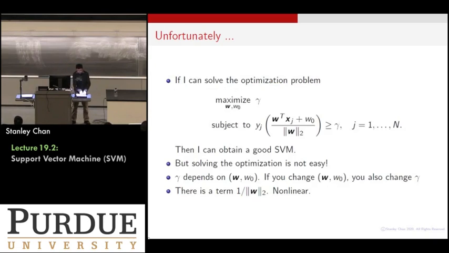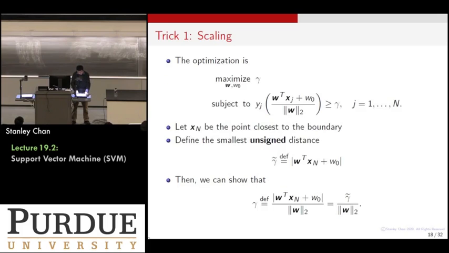You want to solve this problem by maximizing the gamma subject to this constraint. But solving this problem is not easy because you have all these complications that I just described. So what we can do is follow a sequence of non-trivial tricks. The first trick is to do the rescaling of the problem.